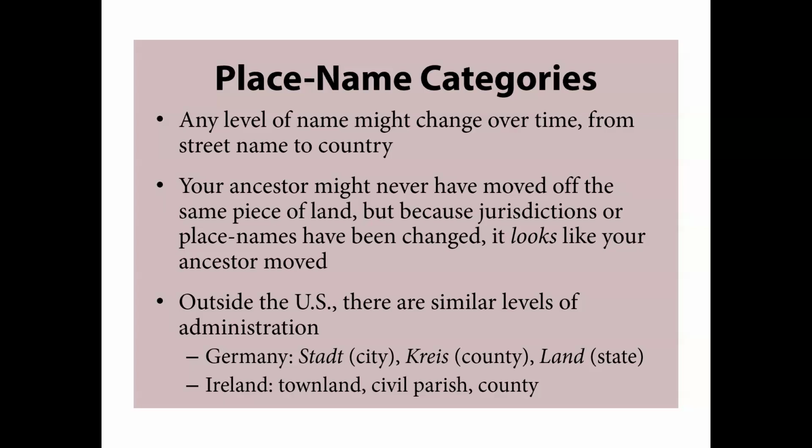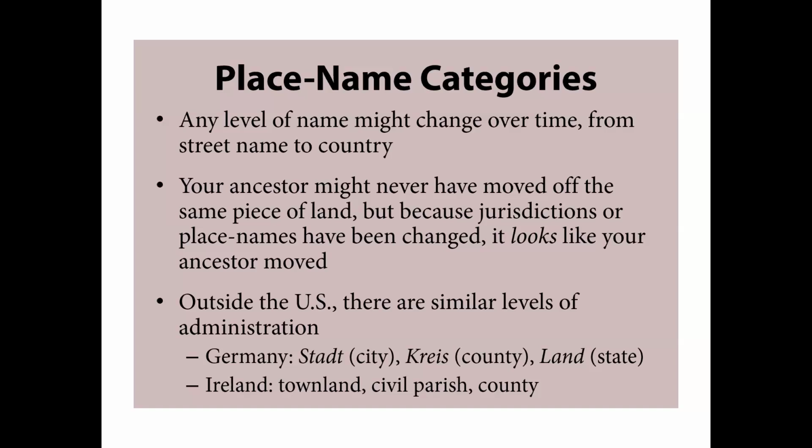Now, place name categories. Any level of a name might change over time. That comes right down to the street name, all the way to the name of the country, and this is true across the board. Your ancestor might have never moved off the same piece of land, but because jurisdictions and place names have changed, it looks like your ancestor moved. And you realize that they had the same farm their whole life.